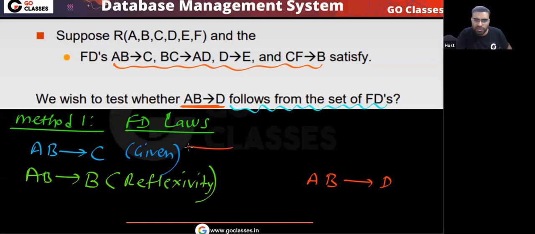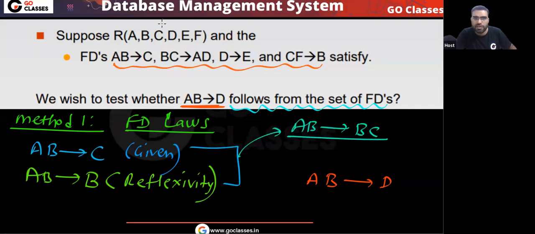Now tell me, if these FDs are given to you, from these two, what can I say? I can say that AB determines BC. Yes or no? AB determines BC.